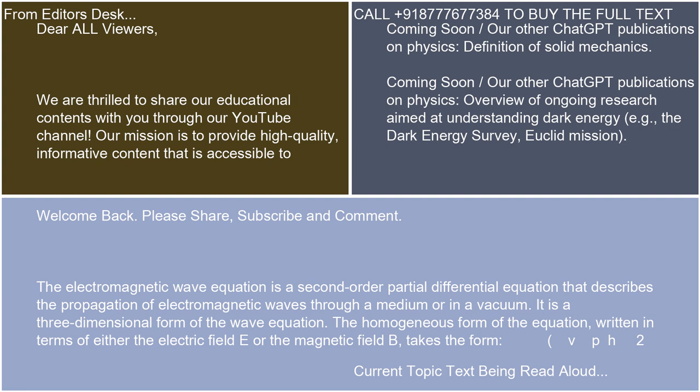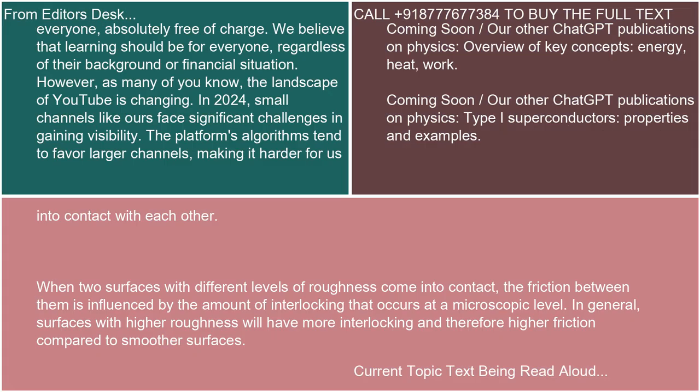Surface roughness. How different materials influence friction, e.g., rubber versus ice. Answer. Surface roughness refers to the irregularities and asperities present on the surface of a material. These irregularities can influence the friction between two surfaces when they come into contact with each other.